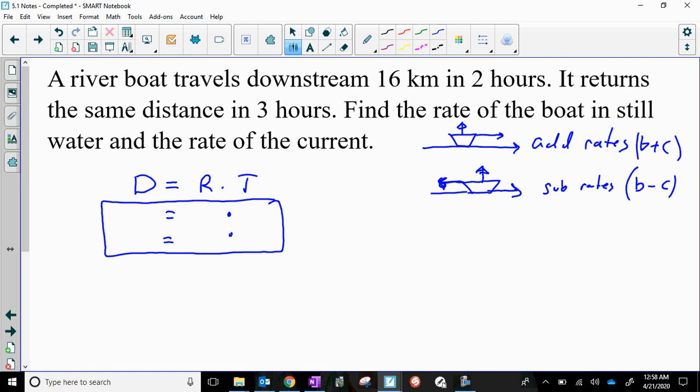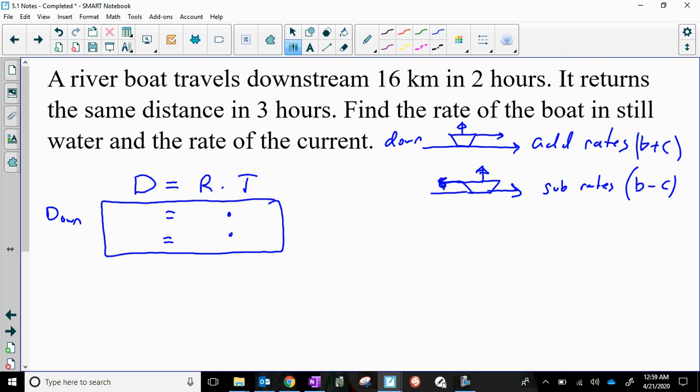So in this problem, we have a boat traveling downstream. So we put downstream, 16 kilometers in 2 hours. That means you're going with the current. But if you don't have much experience going on a float trip or boating or flying in an airplane, the idea of downstream or with the current sometimes doesn't make sense.